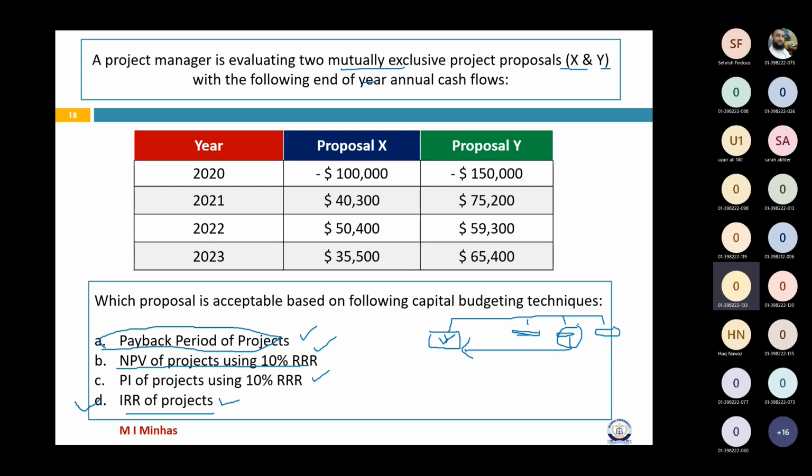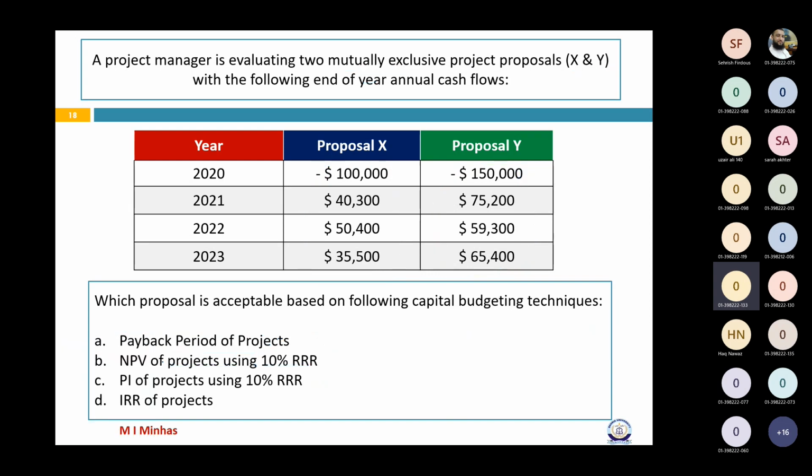Okay. Now, in case of two mutually exclusive projects, let's say X and Y, these are the cash flows that are there in front of you. We need to see which of the projects would be better. Obviously, this is mutually exclusive, which means we have to select one project. The question asks you to calculate the payback period, the NPV, the PI, and the IRR. Now, our focus would only be the IRR that we are studying now.